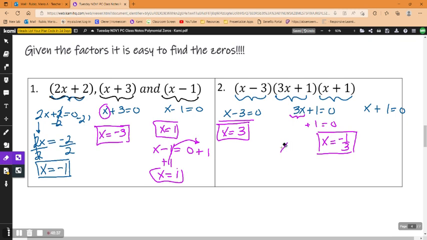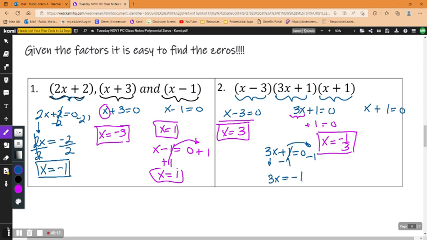For those of you that struggle to see that visually or just do it by inspection, let's do it algebraically. 3x plus 1 equals 0. So we're just going to do the same problem in a different way. I need to get rid of this 1 first, so I'm going to do that by subtracting 1 from both sides. Those cancel. I'm going to bring down my 3x equals 0 minus 1, which is -1.